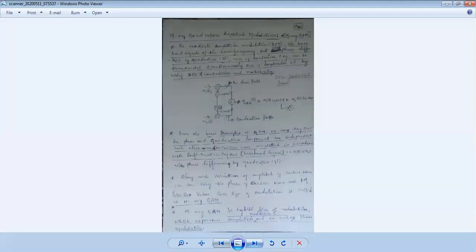Tomorrow we can go for M-ary quadrature amplitude modulation, which is quite easy and as simple as that. If you understand PSK and M-ary PSK, this quadrature modulation is quite easy. We will complete it, and then we can go for FSK, which is quite simple. The next class will be announced shortly. Thank you.